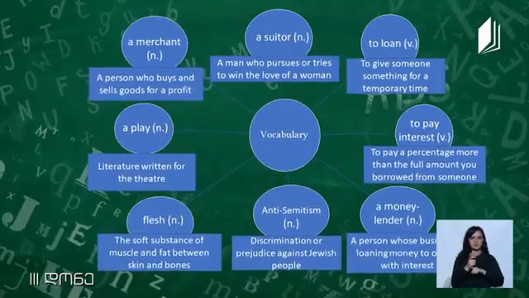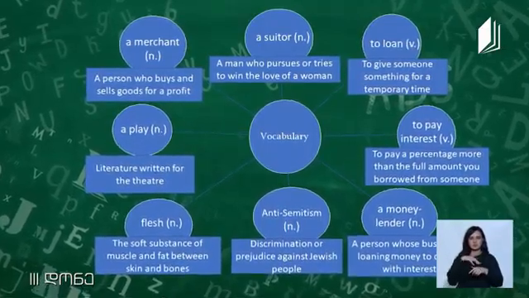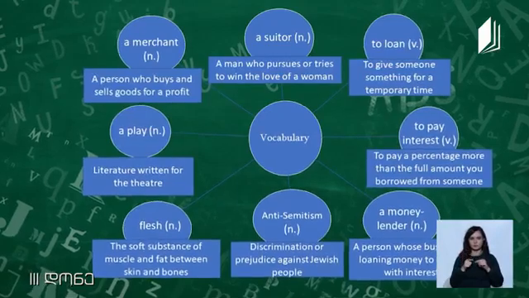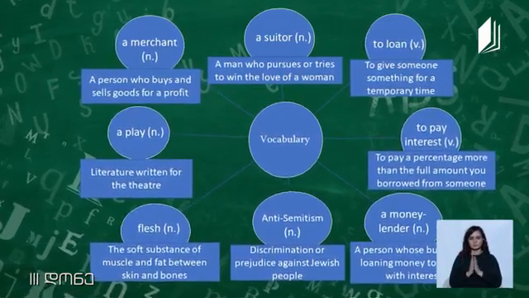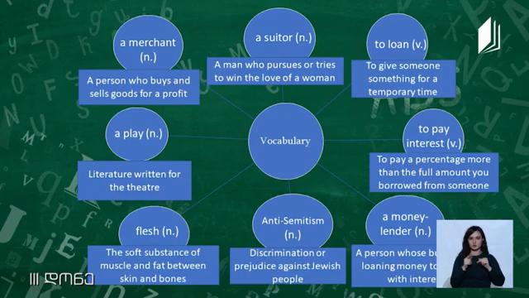This would be a good time to look at the vocabulary of our lesson. And here are the words once more. A merchant, a suitor, to loan, to pay interest, a moneylender, anti-Semitism, flesh, and a play.